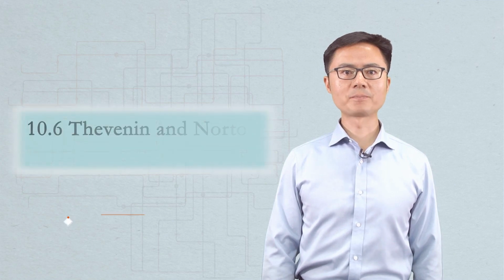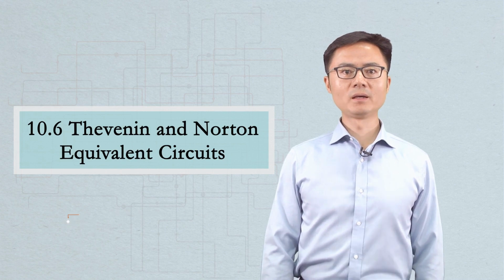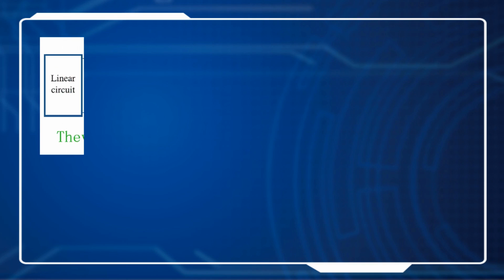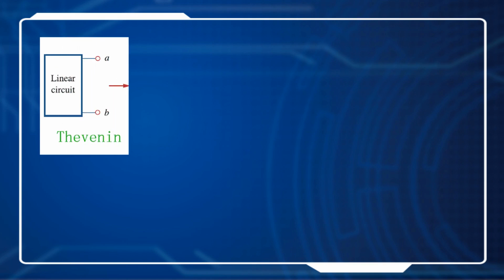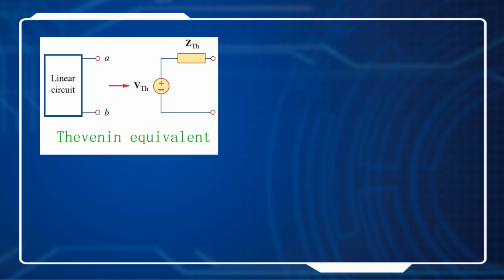Section 10.6 Thevenin and Norton equivalent circuits. You can use the Thevenin equivalent and the Norton equivalent in the phasor domain. For example, if there is a linear circuit with terminals A and B, you can transform this linear circuit into a Thevenin circuit, which has a voltage source VTH and an impedance ZTH.